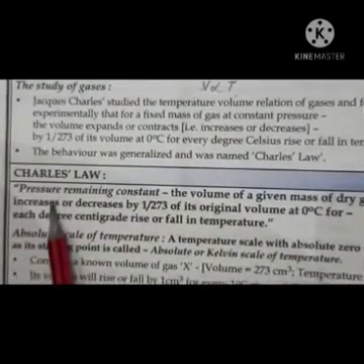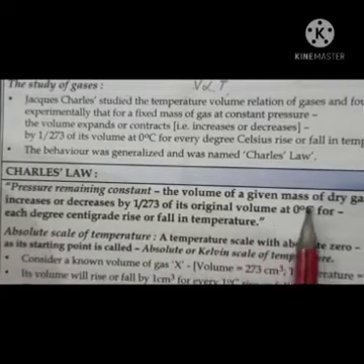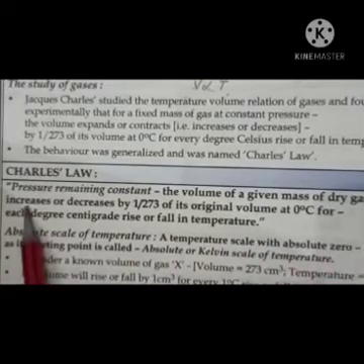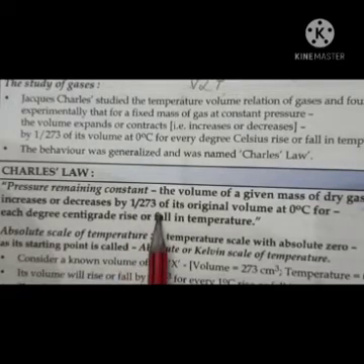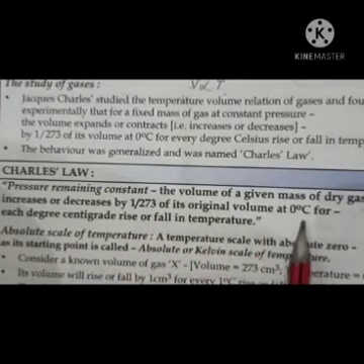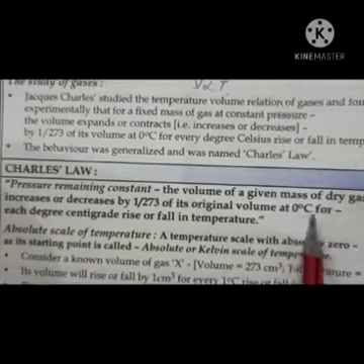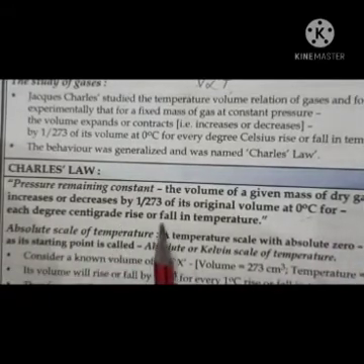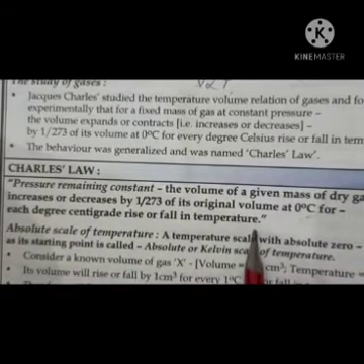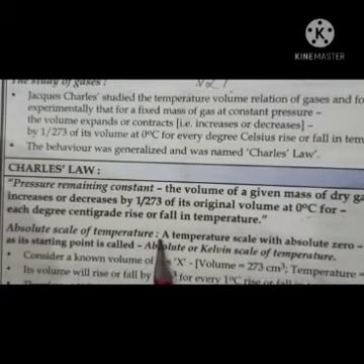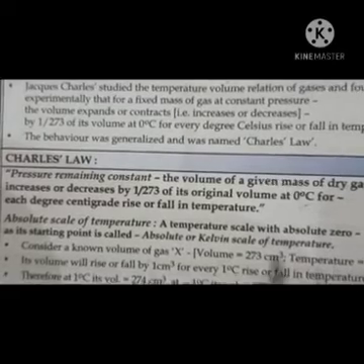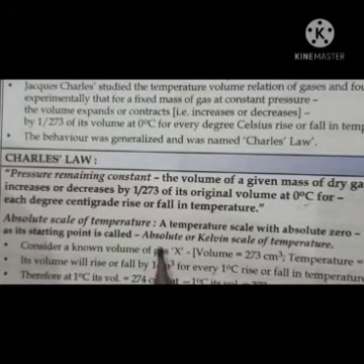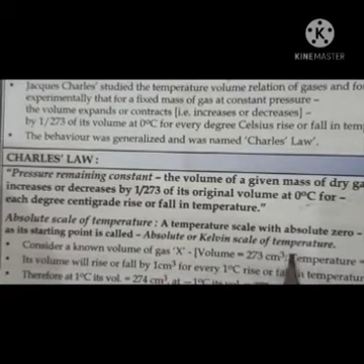According to Charles law, pressure remaining constant, the volume of a given mass of a dry gas increases or decreases by 1/273 of its original volume at 0 degree Celsius for each degree centigrade rise or fall in temperature. Actually, the absolute scale of temperature, a temperature scale with absolute zero as a starting point, is known as the absolute or Kelvin scale of temperature.